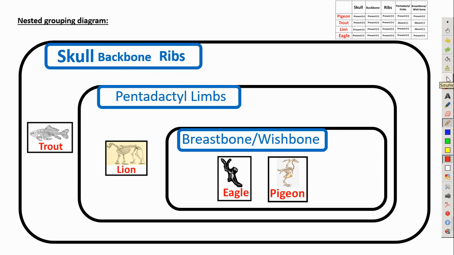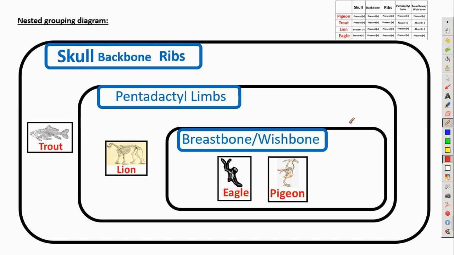So we can make out the same meanings as for the phylogenetic tree. The eagle will be closer to the pigeon in terms of relationships. The eagle will be closer to the lion than it is to the trout. And we can see that the trout is not as closely related to the lion, the eagle and pigeon as the lion and the eagle and the pigeon are closely related together.